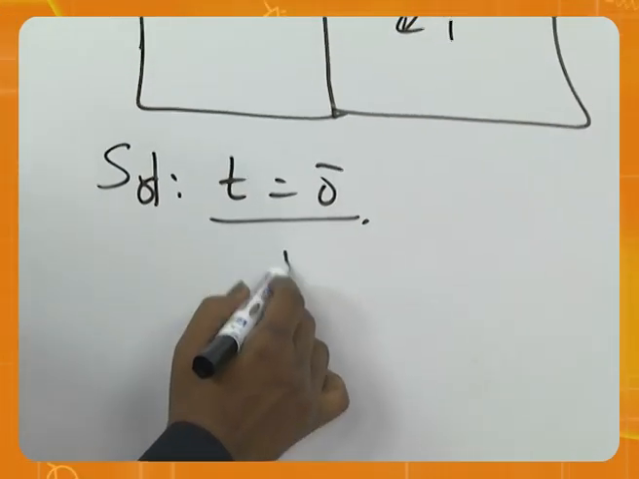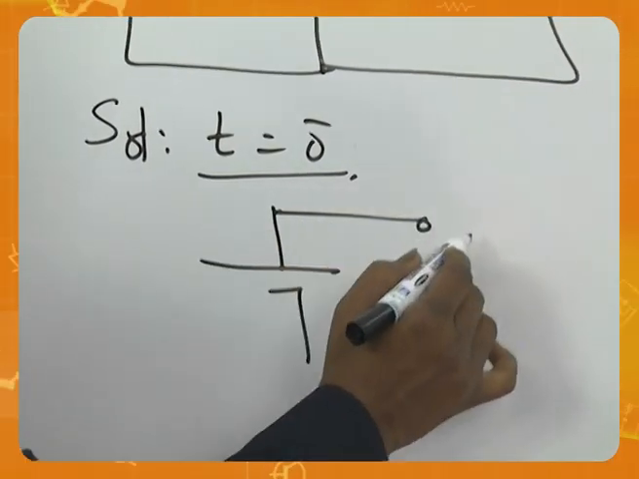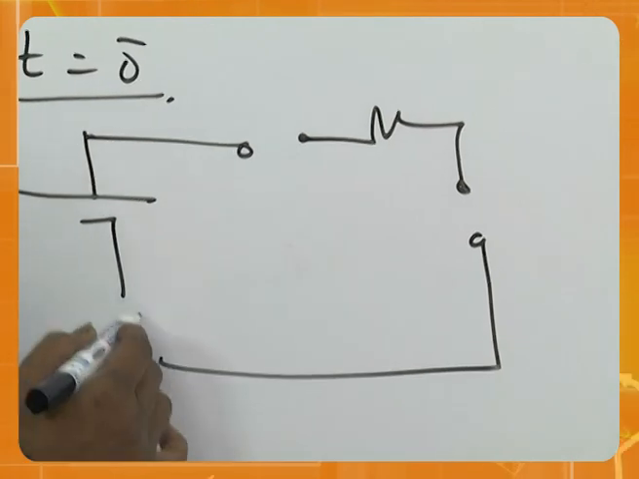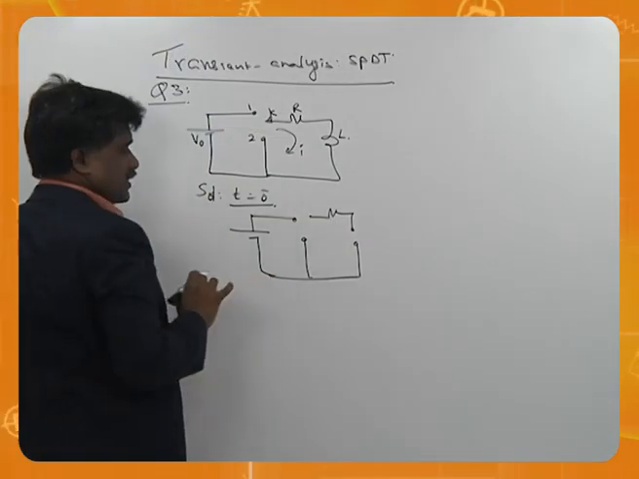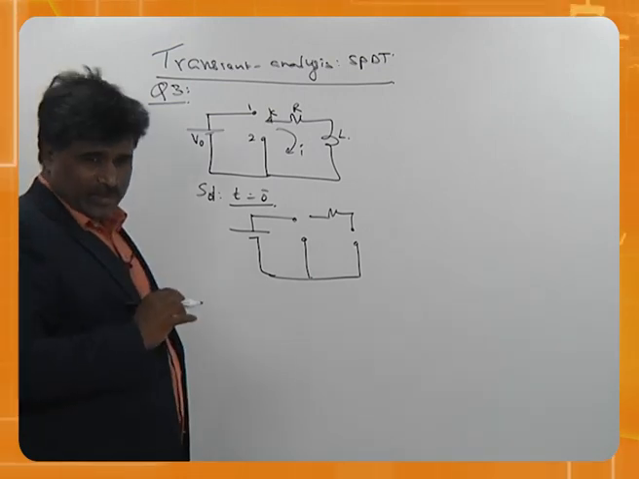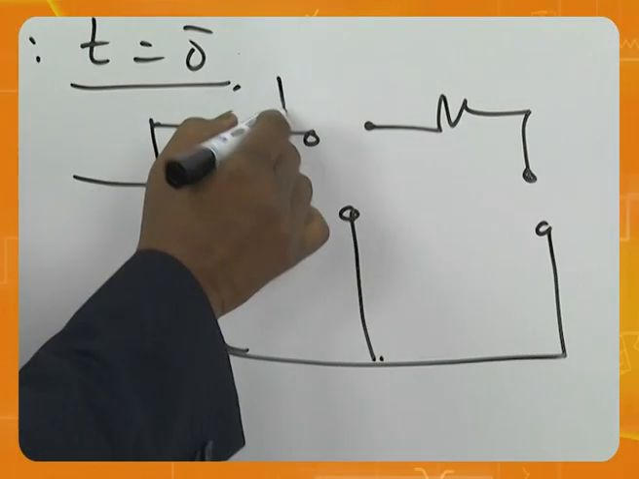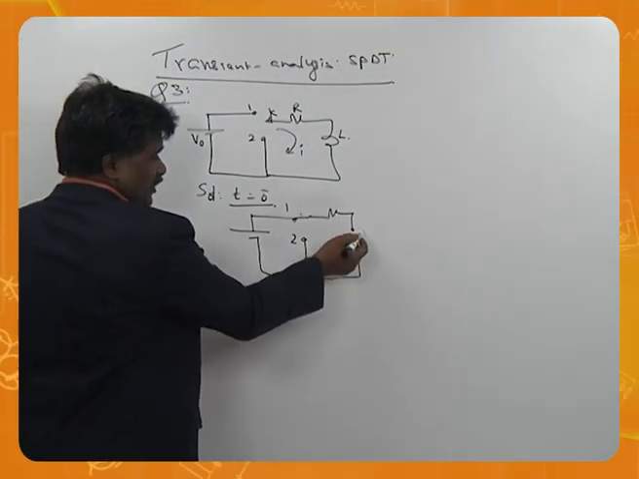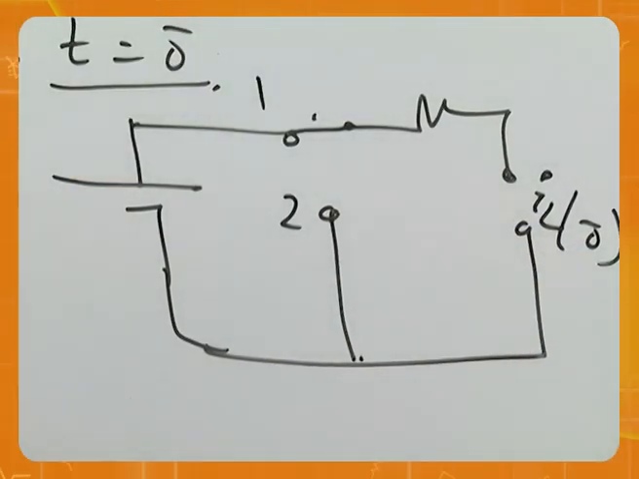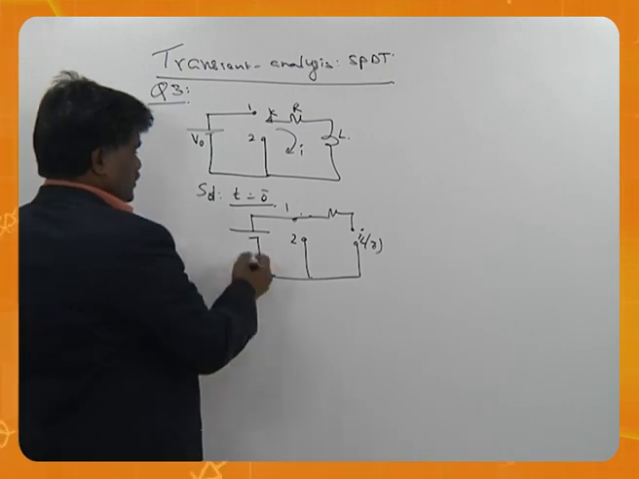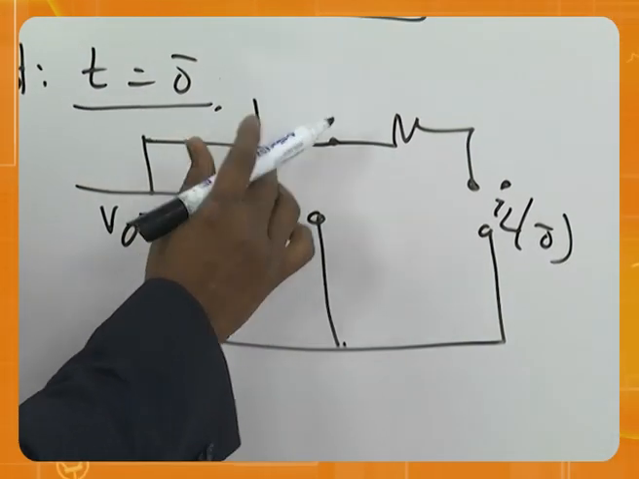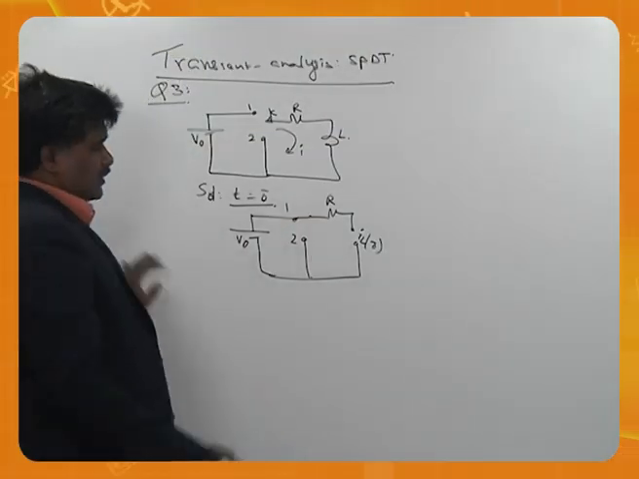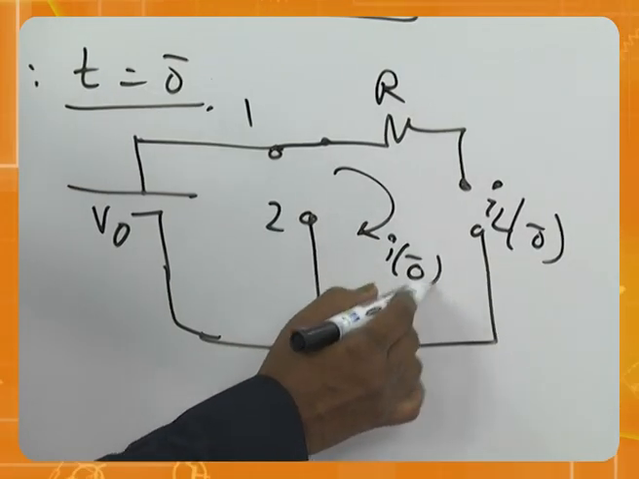At t equals 0 minus, what is happening? My style is generally, wherever there is an inductor, I will open it. I will just write like that. Now I will read the problem again. Switch is at 1 for a long time. That means, if the switch is at 1 for a long time, what is happening to the inductor current? So this is V0 here, R here, iL(0-), and this is i(0-).